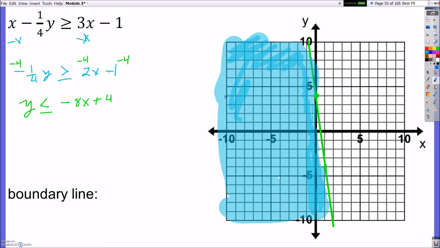All right, and the last thing I need to do is figure out the boundary line. And the boundary line is just the equation of the line. And all I do there is I turn that inequality into an equal sign. So my boundary line is y equals -8x plus 4.